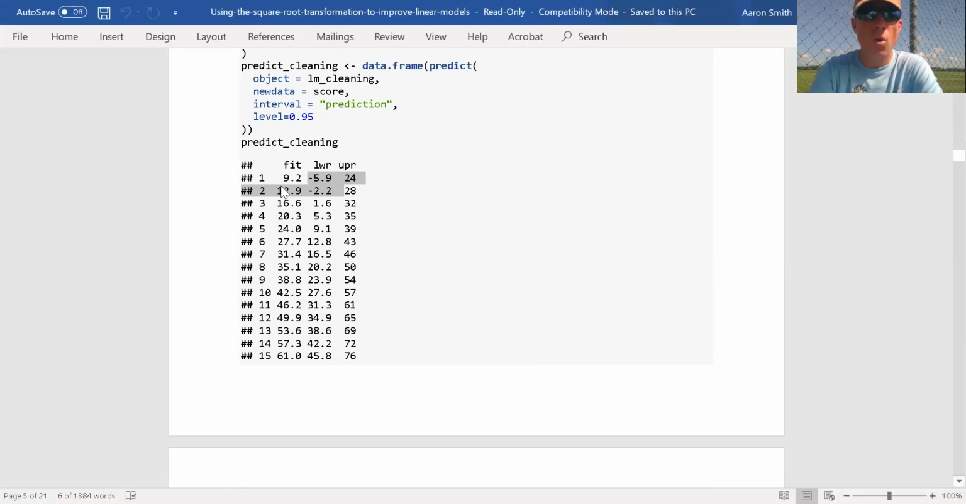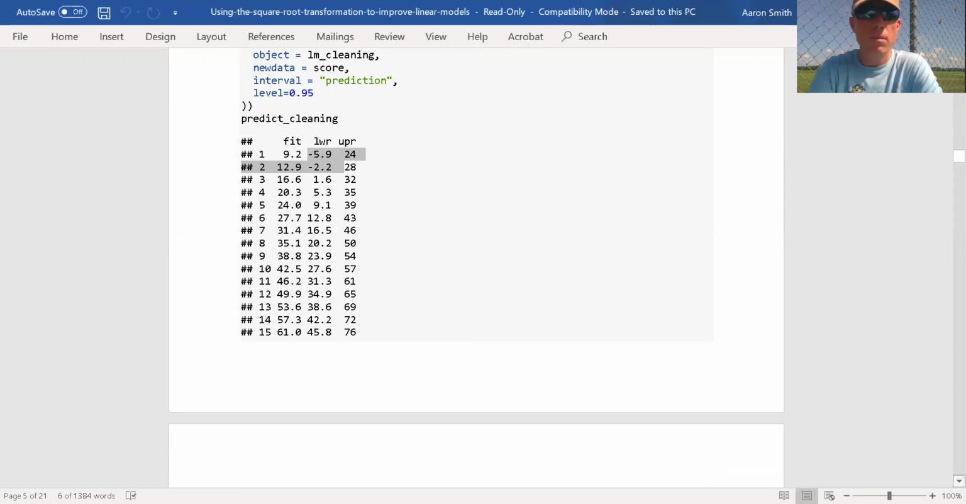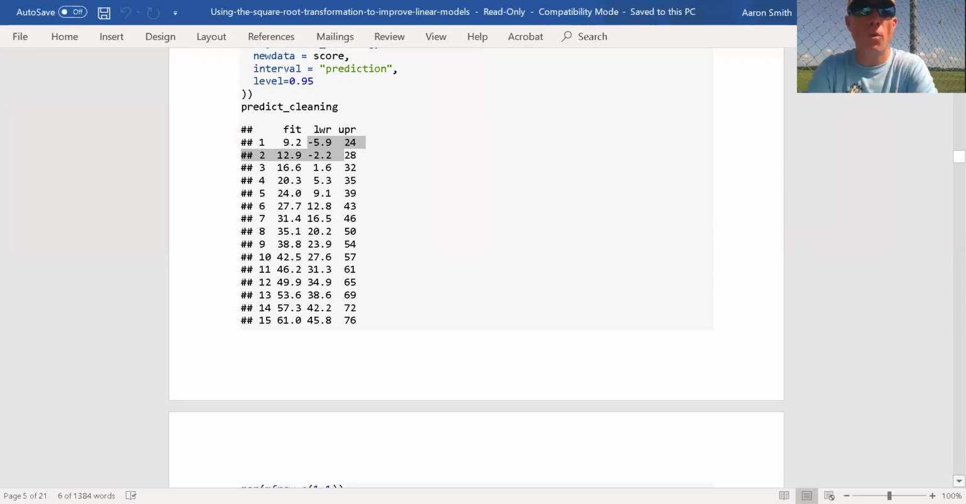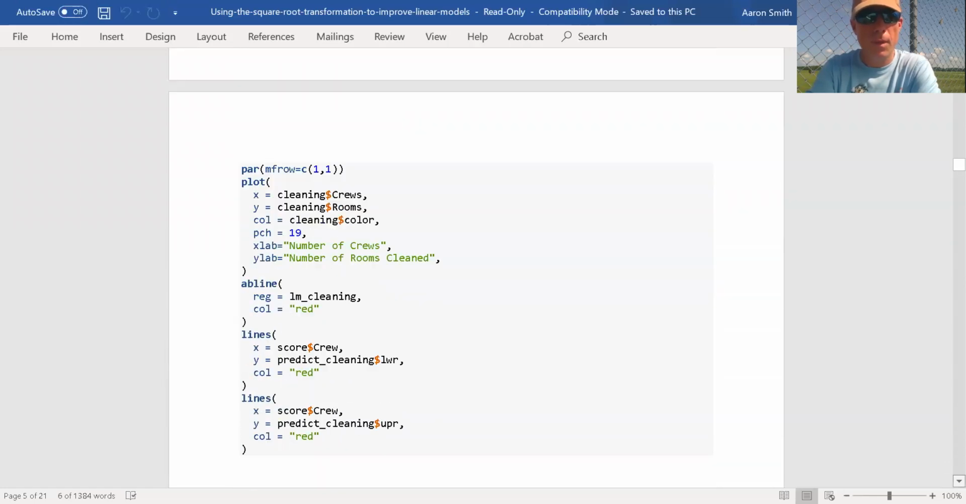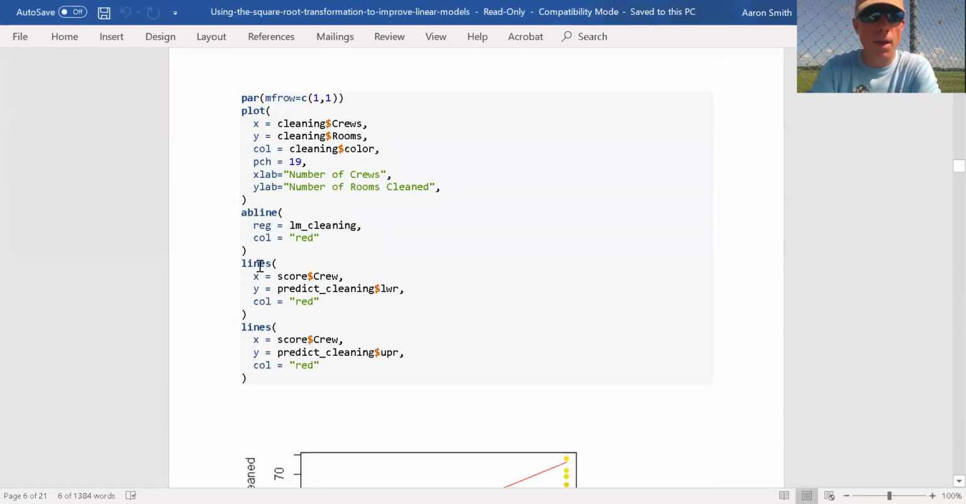And these values are going 2 to 16. So the row numbers are 1 off from what I really want. I should have set the row numbers equal to 2 to 16. Make it a little bit easier to interpret. And here we're plotting. Now, at this point, I'm using the lines function to put the lower bound and the upper bound of the prediction intervals onto here.